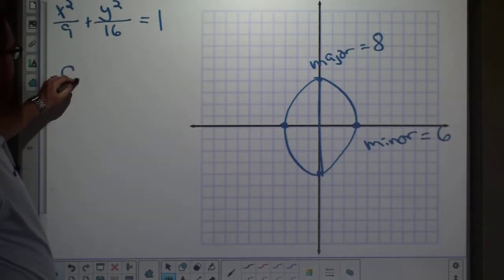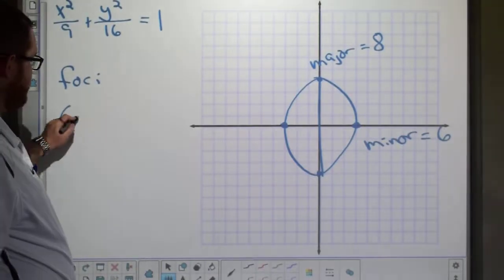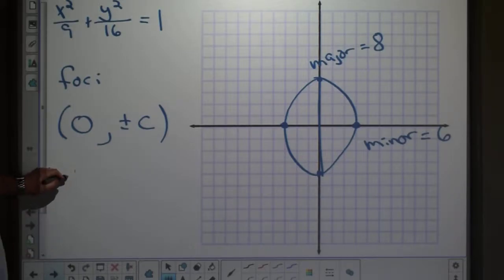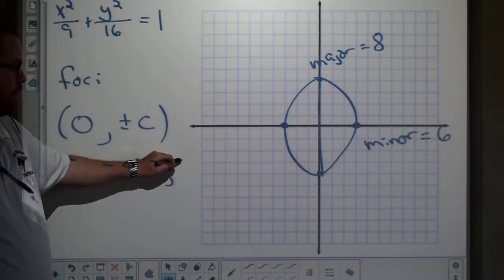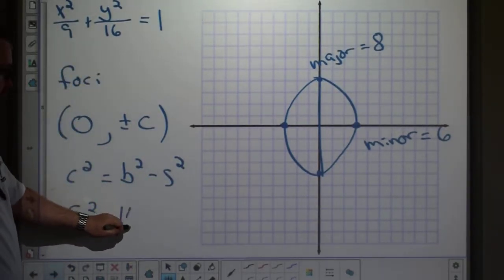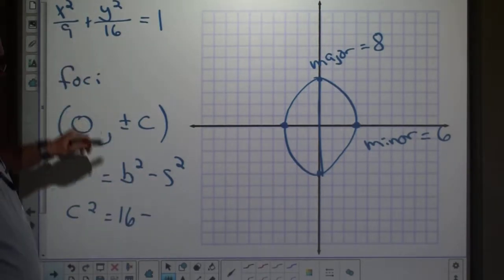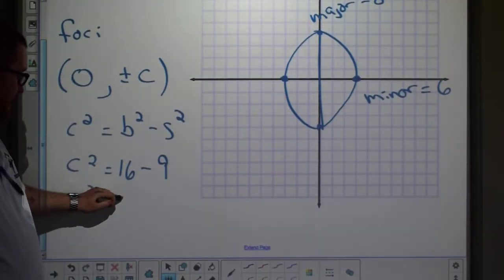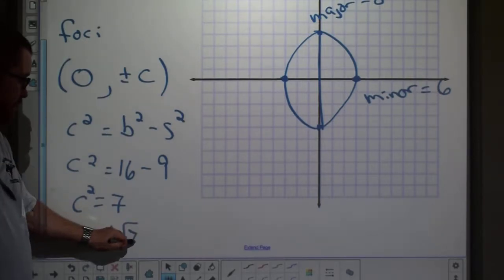Remember, the foci, because this one is taller than it is wide, it's going to be 0, comma, plus or minus c. And the formula was c squared equals, I'm just going to call it the big one squared minus the small one squared. Which of those two numbers is bigger? Well, 16. I don't have to square it because it's already squared in the formula. Minus the smaller one is 9. So 16 minus 9 would be 7. So c is going to be plus or minus the square root of 7.